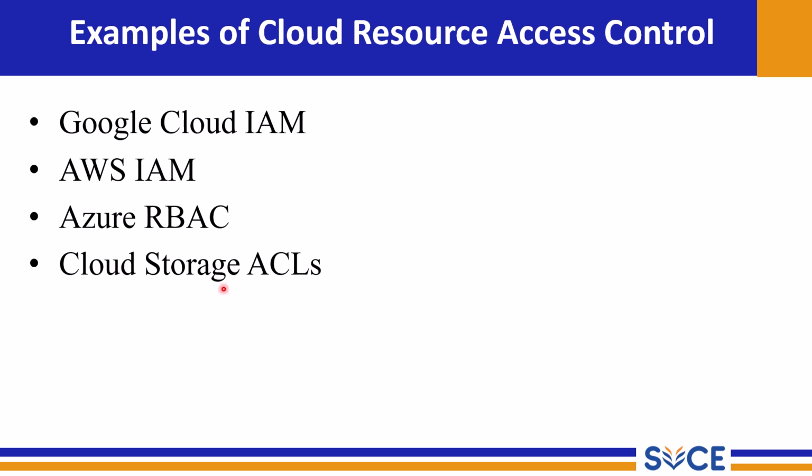And cloud storage access control: cloud storage services like Google Cloud Storage and AWS S3 use access control lists to control the access to buckets and objects. Okay.